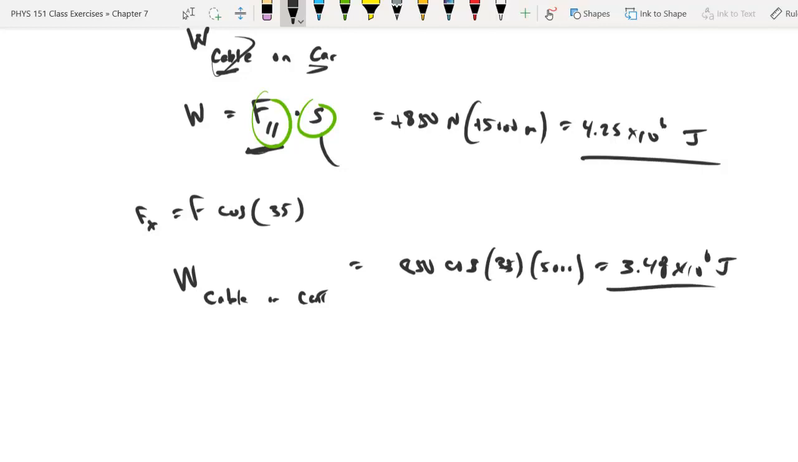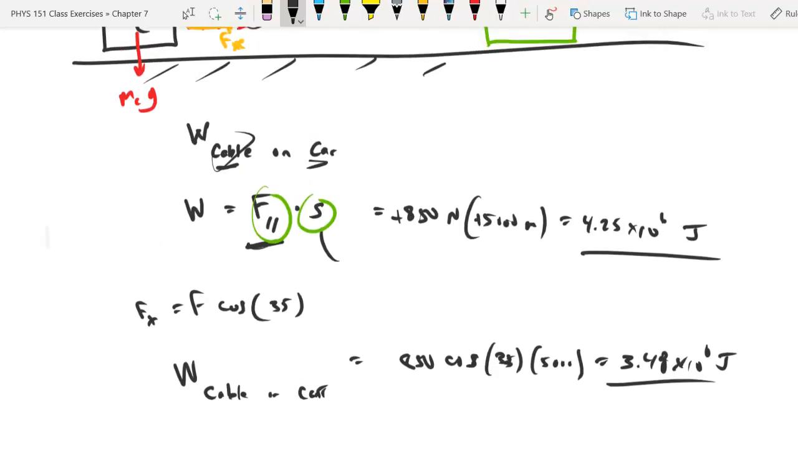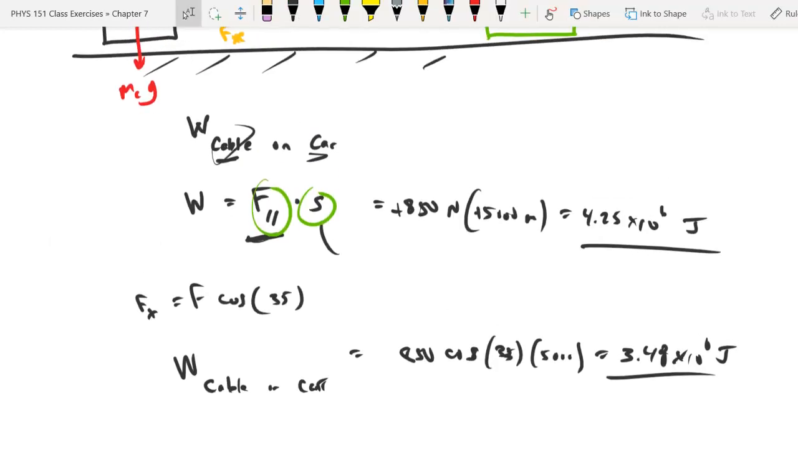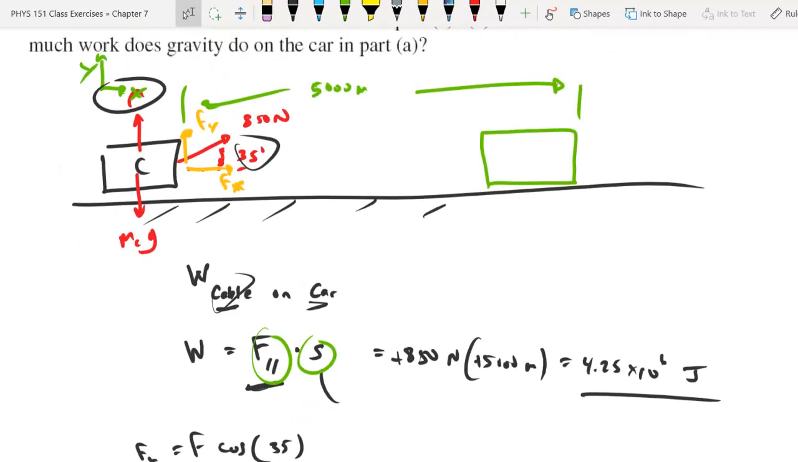So less work was done on the car at that angle, because not all the force went into doing work on it. Because it didn't displace in the vertical direction, the vertical component of the force didn't actually do any work there, right? The displacement was just in the horizontal direction. Okay.